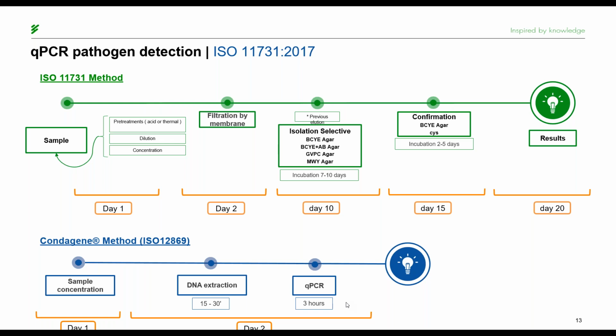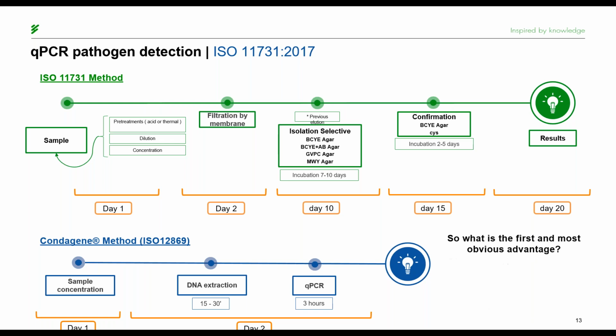On the other hand, with a qPCR method, which in this case would be our Condagene Legionella kit, very importantly, according to ISO 12869, which we will see in greater detail later, we would start with the concentration and pretreatment of the sample on the first day, and on the second day we would do the PCR itself, both the DNA extraction and the detection of Legionella, and that same day we would have the results. So in total, we are talking about 2 days of work versus the 20 days required for a microbiological culture.